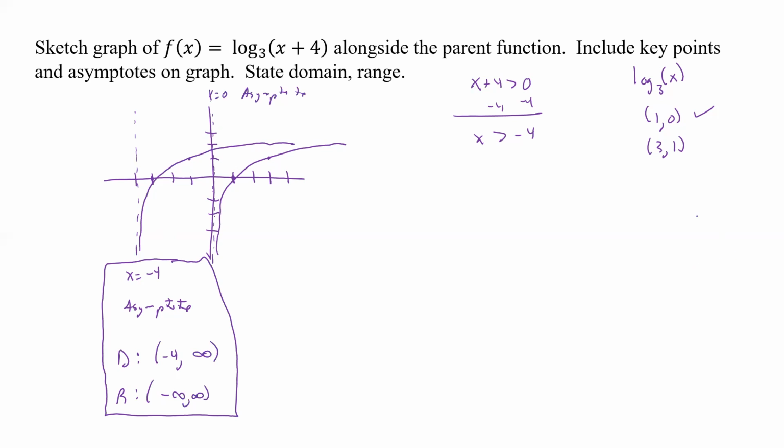Okay, again, we started with our original points, and then we just moved left 4. So, we moved left 4, so that becomes negative 3, 0. Move left 4 here, that becomes negative 1, 1. And that fits what we should see.